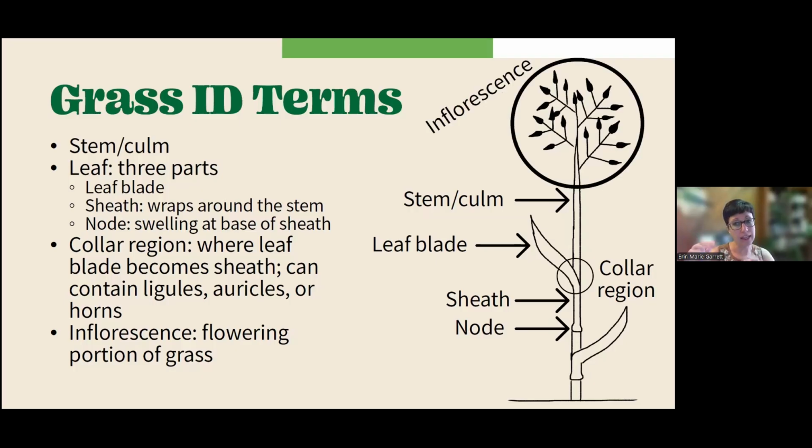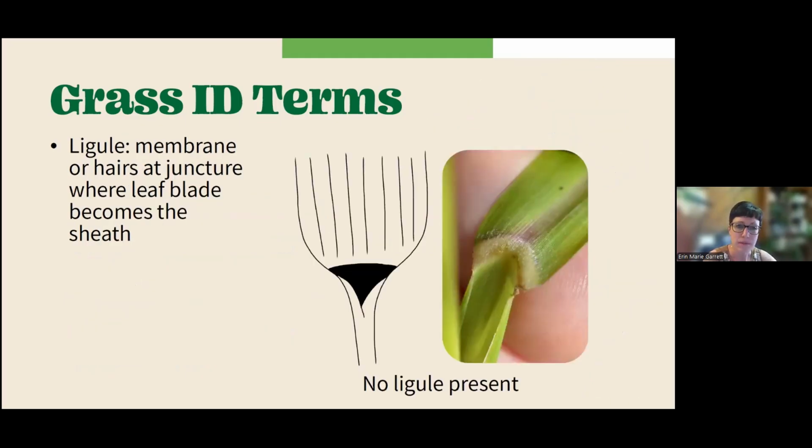And then finally, the inflorescence is going to be the flowering portion of the grass with the reproductive structures. So an inflorescence is just a collection of flowering parts, and we'll look at the different types of those again in a few slides. But let's focus on ligules here.